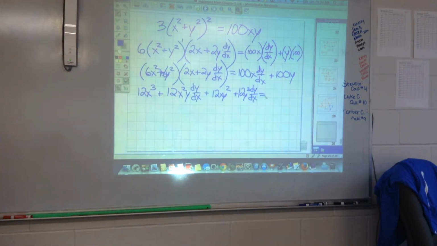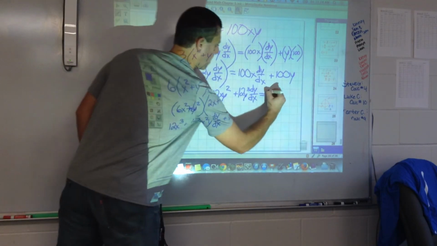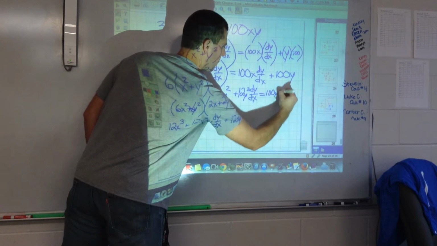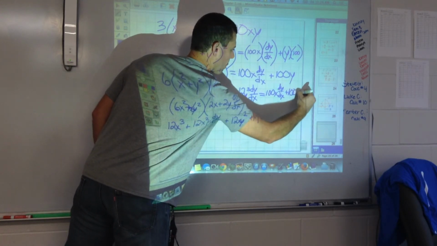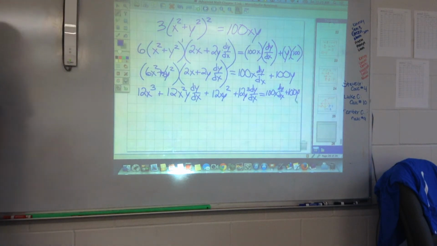Equals our 100x dy dx plus 100y. Let's use some parentheses. This is fun. It requires you to actually write out a lot of work.